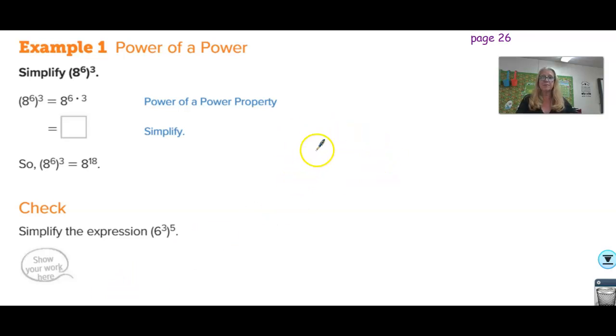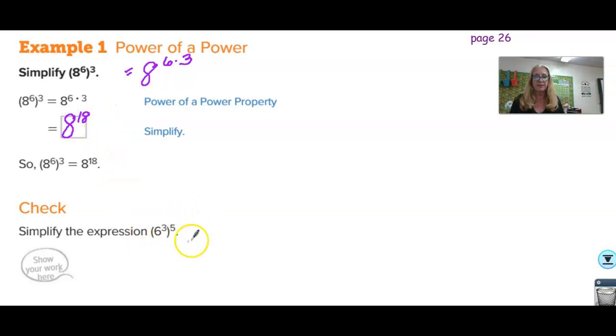So here's an example. All right, example 1. This is on page 26 in your workbook. We're taking 8 to the 6th power and raising it to the 3rd power. Well, that would give us, now they've written it for you, but I like to write it, 8 to the 6 times 3 power. That's what they've got here. And 6 times 3 is what? 18. So this would be 8 to the 18th power. Okay? When you raise a power to another power, you multiply the exponents.